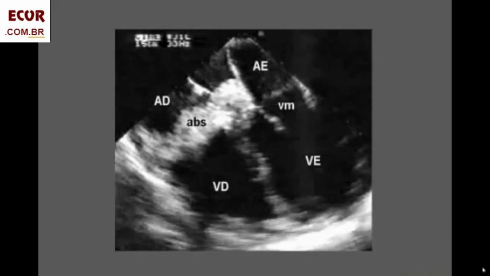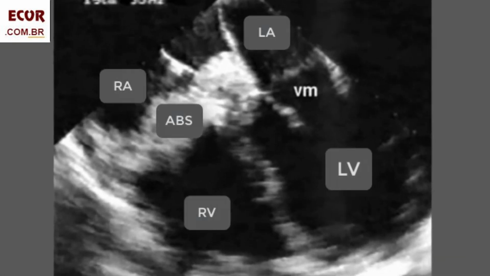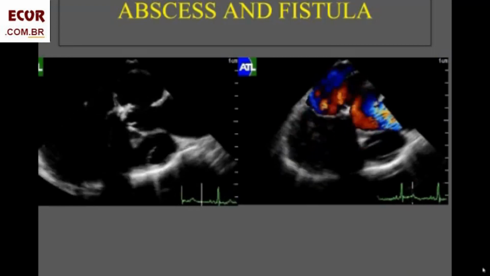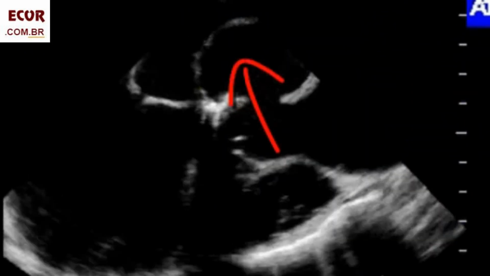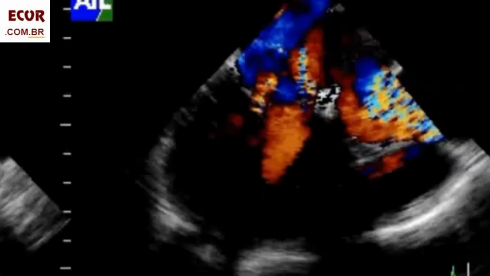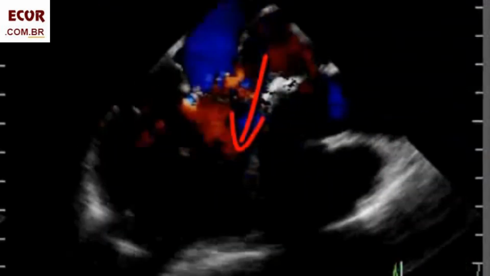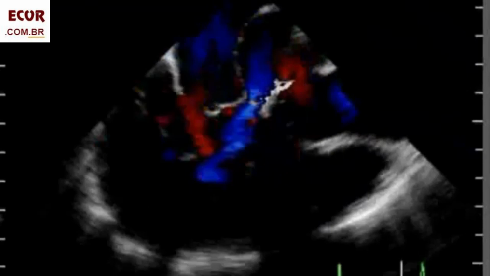This was an intraoperative TEE with a huge abscess that started in the aortic valve and involved the anterior right atrioventricular annulus in all its extension. Another abscess that formed a fistula. This is a TEE long axis view where you can see the communication of the aorta to the abscess, already empty, forming a pseudo-aneurysm and a fistula from it to the left ventricle.